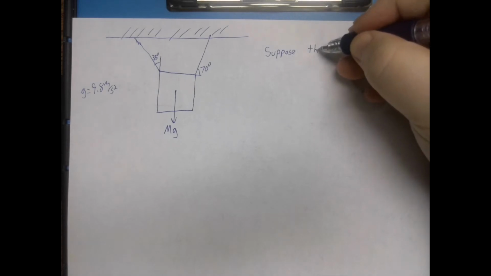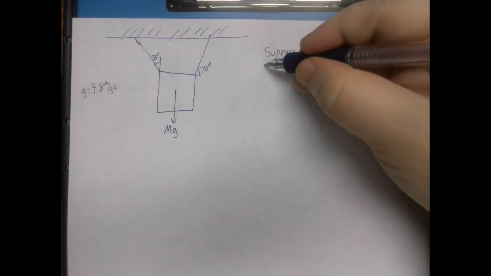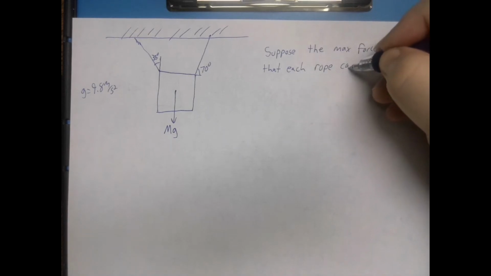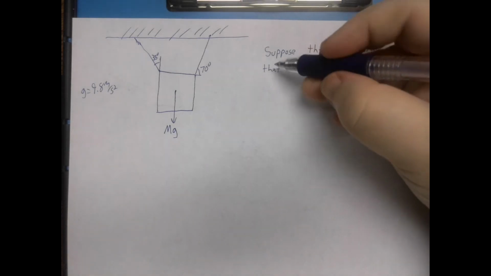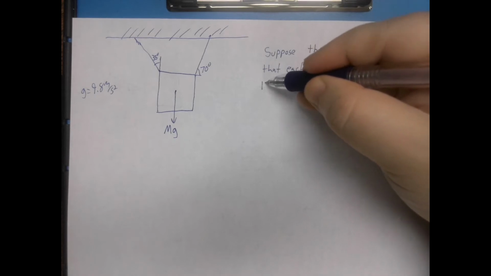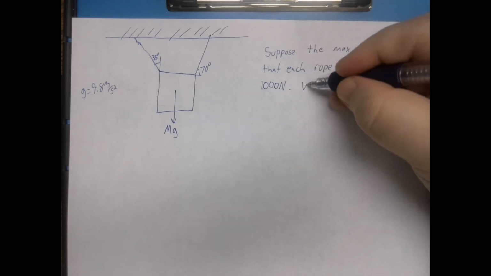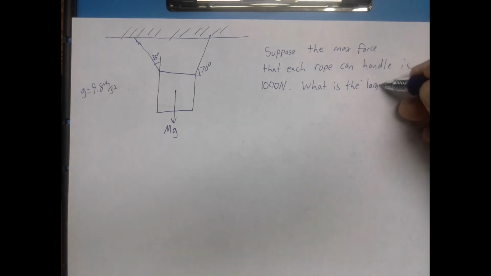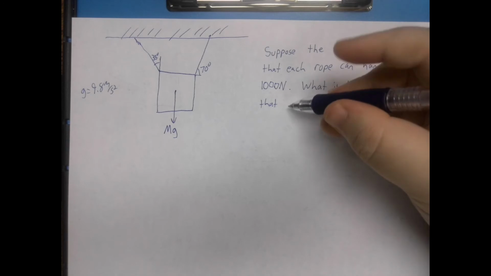Suppose the max force that each rope can handle is 1,000 newtons. What is the largest mass that can be supported by the ropes in this configuration?